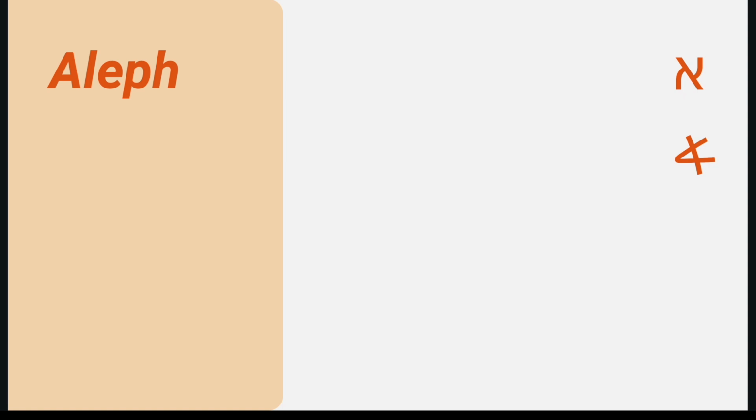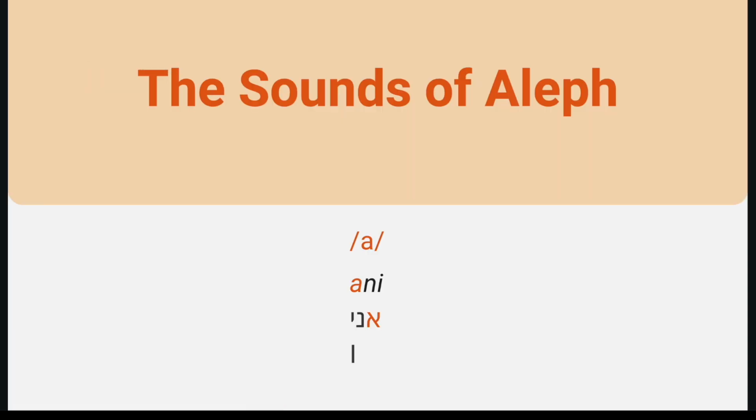Now, Aleph originally was a glottal stop, kind of like the sound at the beginning of the word apple. However, according to the pronunciation tradition that most people use today, Aleph is simply a silent letter. When we encounter the letter Aleph in the Hebrew Bible, sometimes it will have the ah sound associated with it. Ani, which means I.